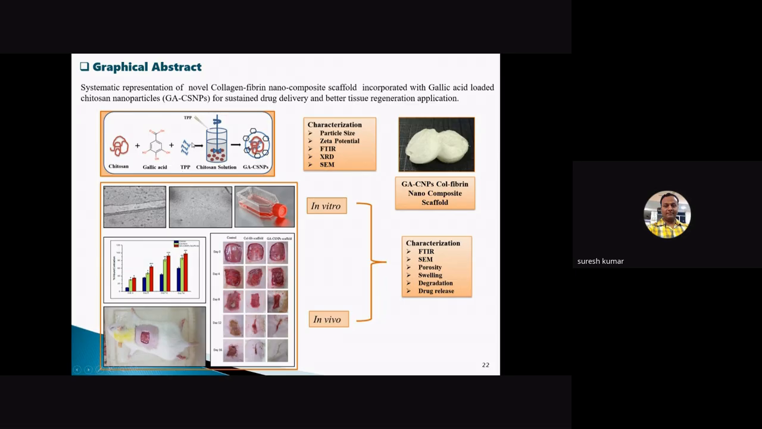That is the chemical cross-linker. Once the chitosan solution has been formed, this gallic acid incorporated chitosan nanoparticle has been completely characterized by particle size, zeta potential, FTIR, XRD, and SEM, followed by the in vitro and then preclinical study. So hereafter, I'm going to talk more about some chemistry, followed by some biological and biochemical analysis.